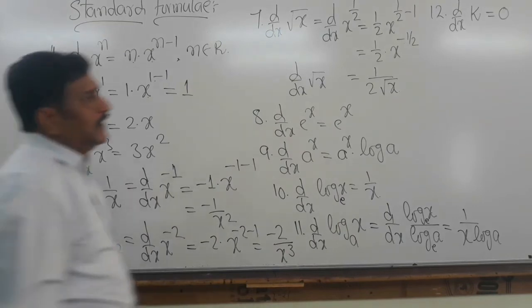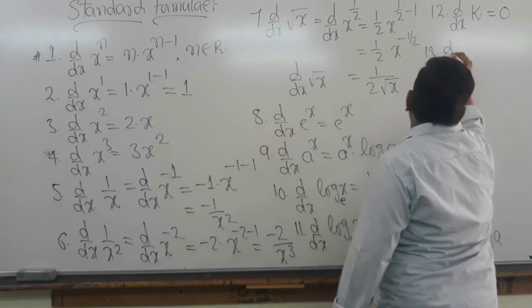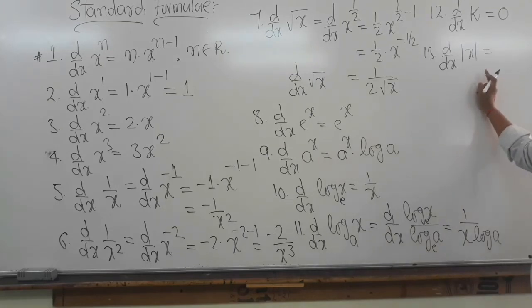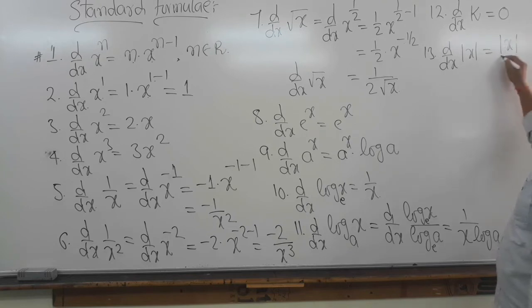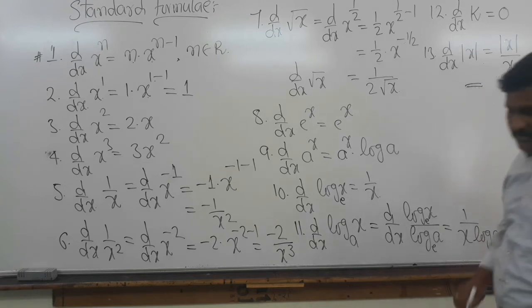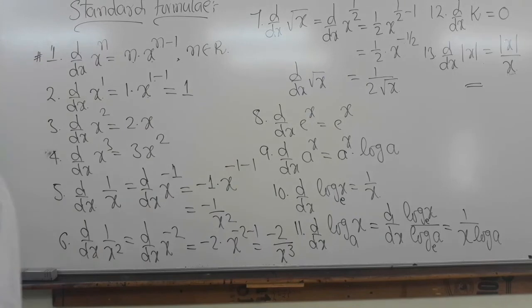Now another standard formula is the derivative of mod x. In an earlier example we took mod x, which represents a V shape. So what is the derivative of mod x? The derivative of mod x is mod x upon x. Already you know the denominator has x, so x is not equal to 0. That's why the mod x function is not differentiable at x equal to 0. Already in the definition of derivative we took one example for mod x. So the derivative of mod x is mod x upon x. This is all about algebraic functions, the standard formulas for algebraic functions.